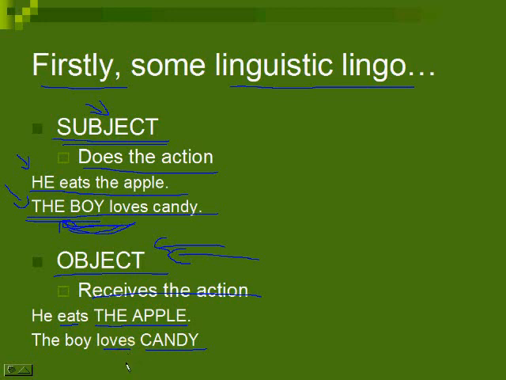But an easier way to find it is to ask what to the verb. So, what is he eating? The apple is your answer. What does he love? He being the boy. He loves candy. Candy is your object. Subject does the action, object receives the action.